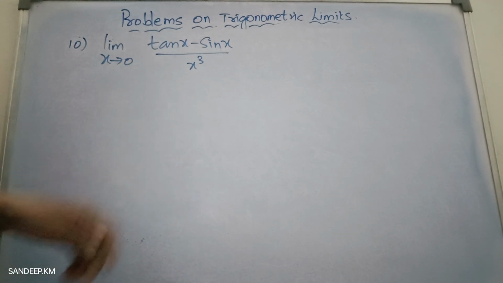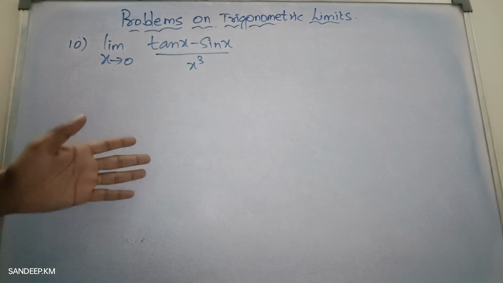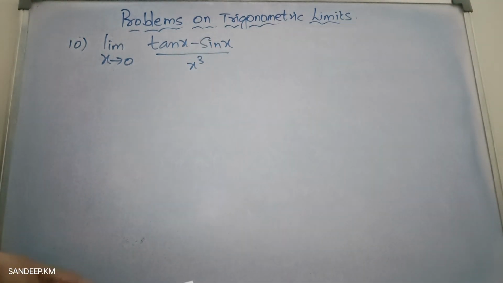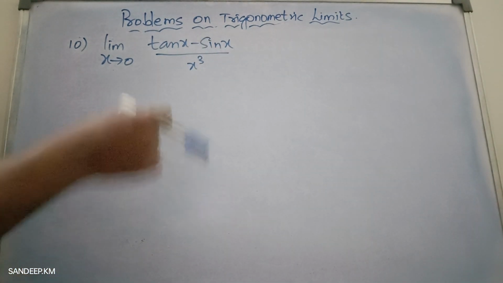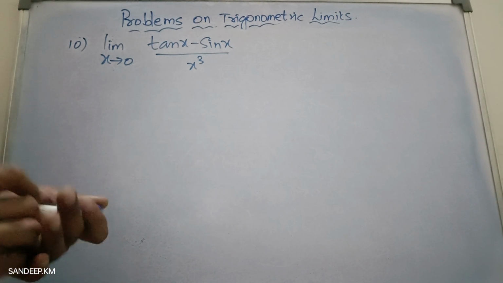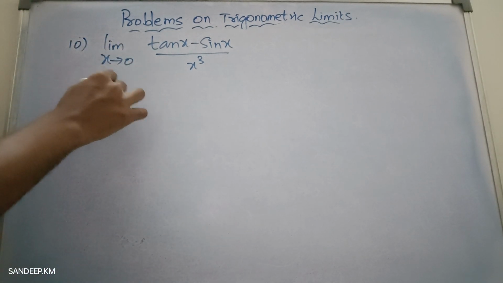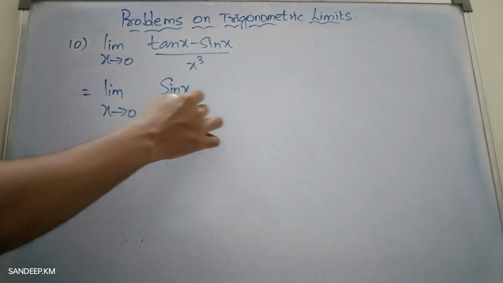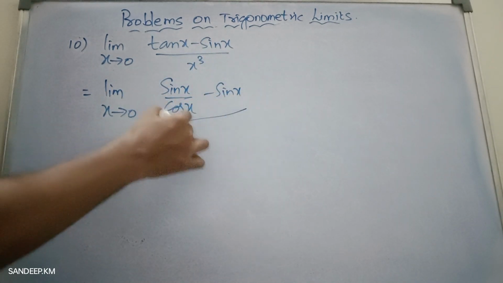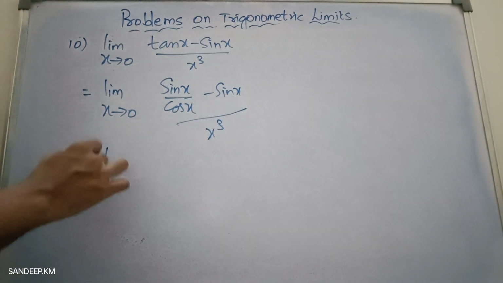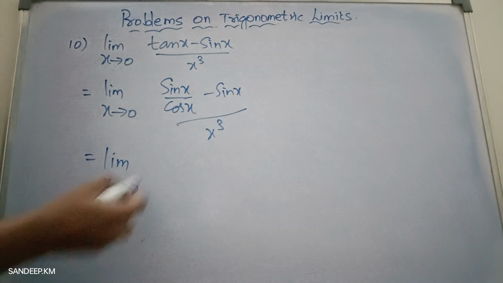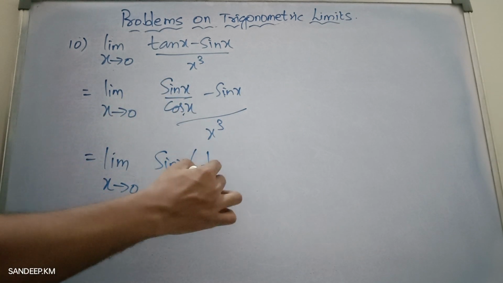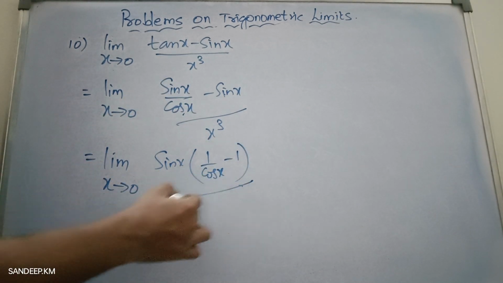Already we have got the answer for this question using expansions. If you use tan x expansion and sin x expansion, in 2 steps you'll get the answer. Okay, now let us also learn how to get the answer using trigonometric limits. See dear students, step 1. Let me write tan x as sin x by cos x minus sin x as it is and x cube as it is. Next step, in the numerator I can take sin x common.